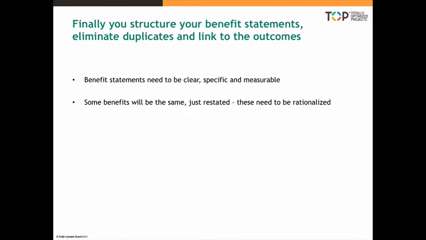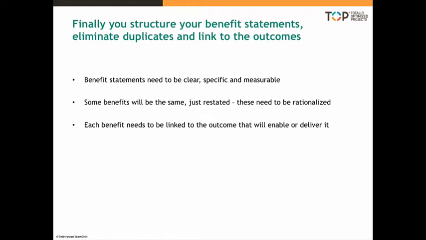Now some benefits will be the same and are just restated in different words because you come through the process a number of times. So obviously you need to rationalize these down into one statement where you've got duplicates. Each benefit needs to be linked to the business outcome that will enable or deliver it. Now some outcomes will deliver benefits, others will start the process, but you won't be able to achieve the benefit until all the outcomes or a whole series of outcomes have been achieved. But it's important to know what benefits will be made available when specific outcomes are delivered.